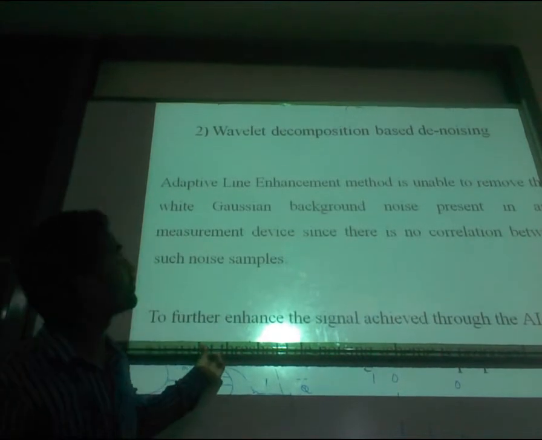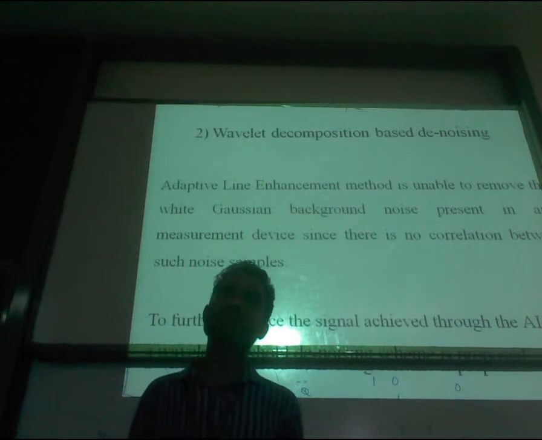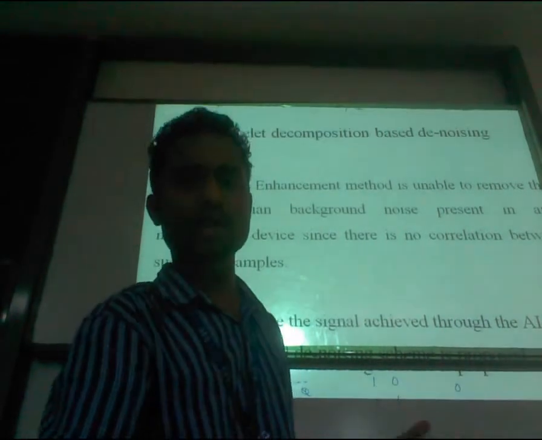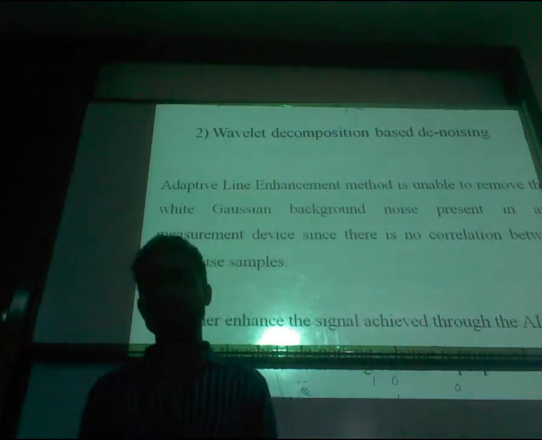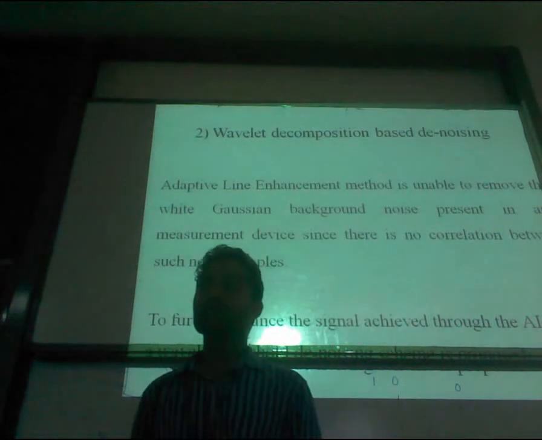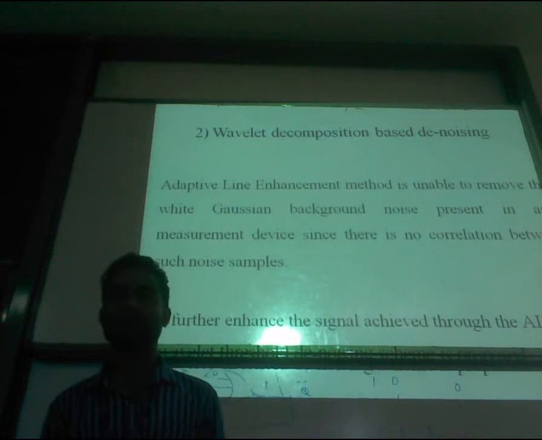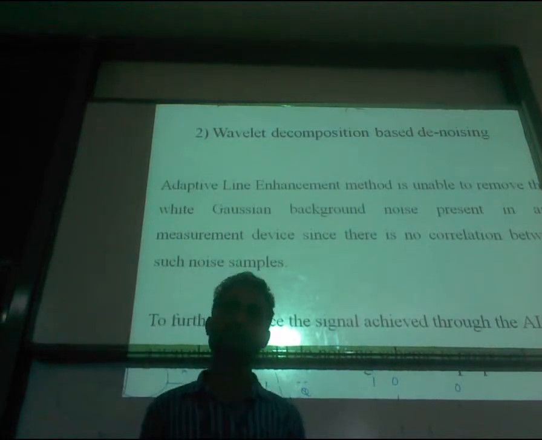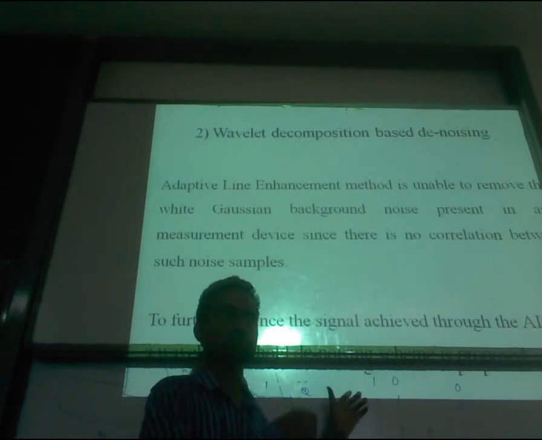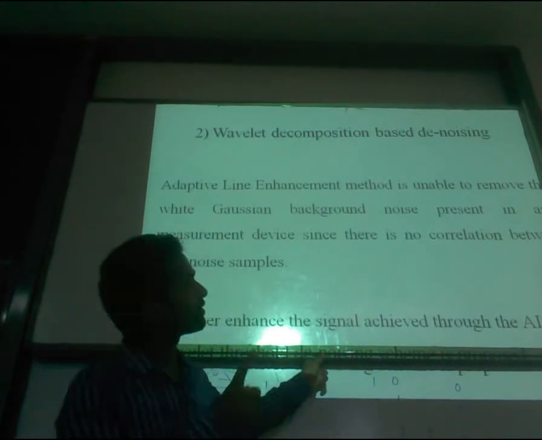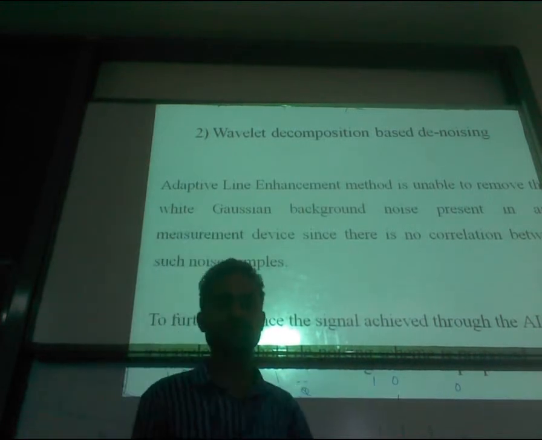Next, the second method is the wavelet decomposition based denoising. Whatever signal we get from the ALE, the adaptive line enhancement technique, it contains Gaussian error. The adaptive line enhancement method is unable to remove that Gaussian background noise. So for that purpose, we go for the wavelet decomposition based denoising technique. In this technique, we remove the remaining noise, that is Gaussian background noise, to further enhance the signal achieved through the ALE setup.